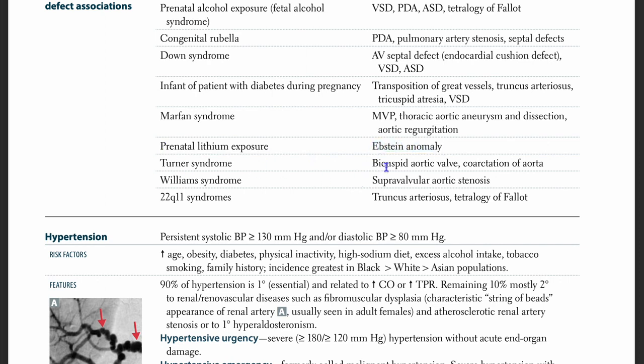Turner syndrome: bicuspid aortic valve, coarctation of aorta. This one's important too. This one's with the bicuspid aortic valve, right? Normally it has 3 cusps. In this one you get bicuspid, and then you also have coarctation of aorta. So either of these should hint that it's Turner's. But they'll also give you that the patient has short stature, web neck, or something like that. Williams syndrome, supravalvular aortic stenosis.